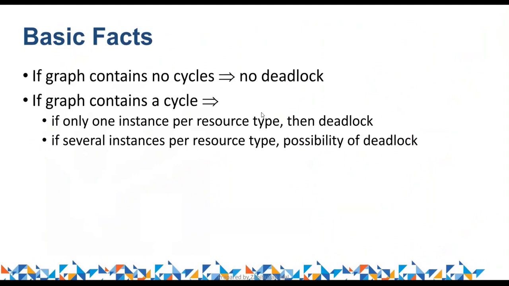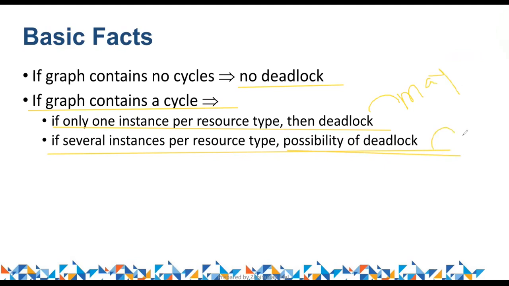So these are the basic facts. If graph contains no cycle, no deadlock. If there is no cycle or no circular shape, it means no deadlock. There is 0% deadlock possibility. But if there is a cycle in the graph, then may or may not. Okay, the possibility of deadlock. As I told you, if one instance per resource type, then deadlock possibility is high. If several instances of resource type, then low possibility of deadlock. And here we will say may occur, and we will say may not occur. Okay, maybe it will happen, maybe it won't. So this was the basic facts.